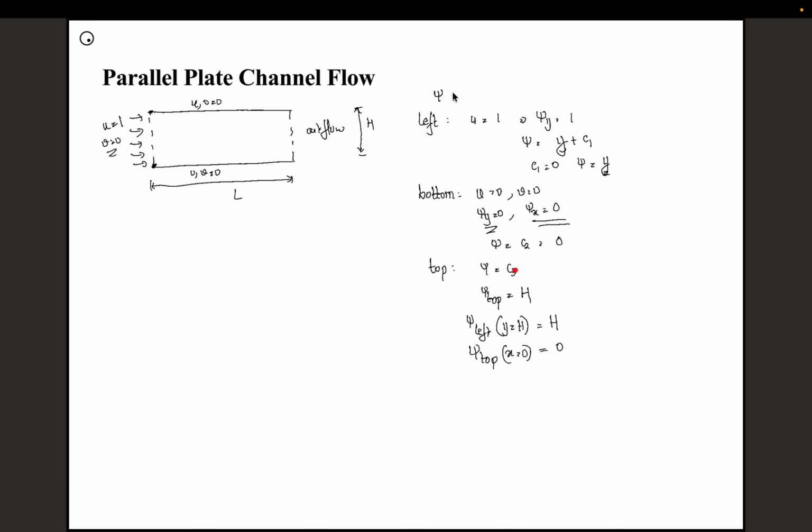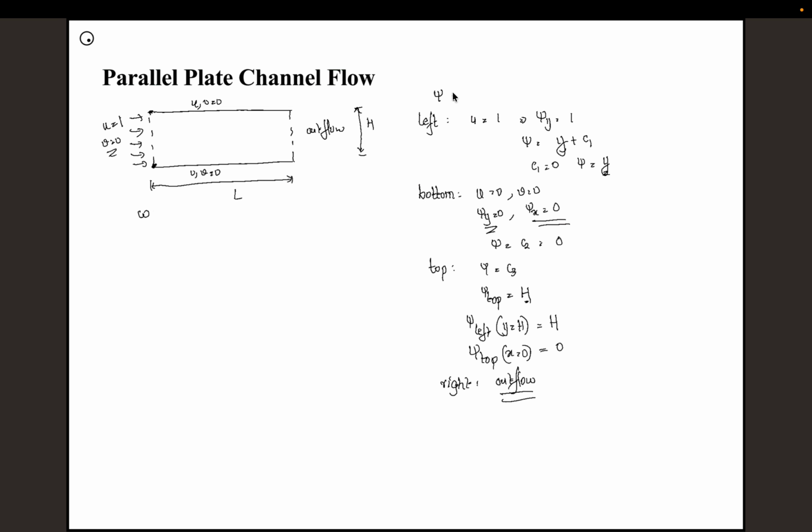On the top we have psi is a constant, so that will be h. So del psi del x along this direction will be 0, and along y we will see later that it comes from the solution anyway. So we need to only worry about this one. And then the right boundary is an outflow condition. So we leave the outflow as this.